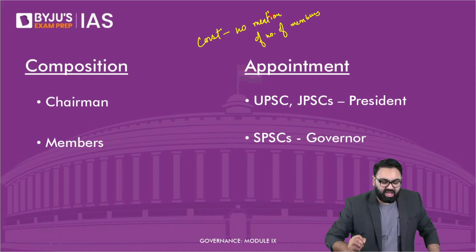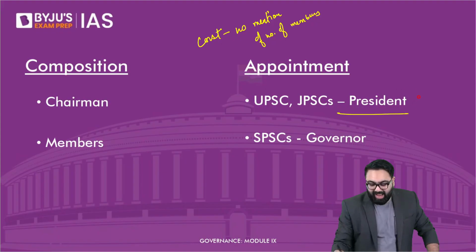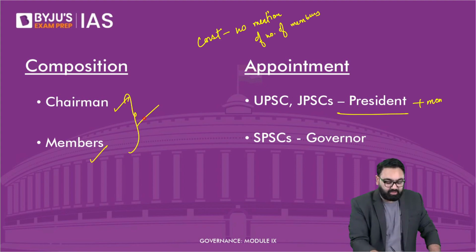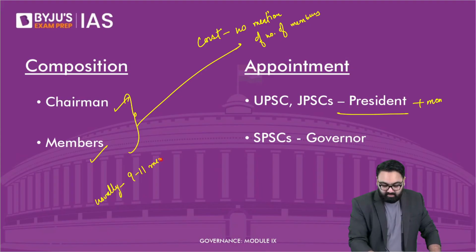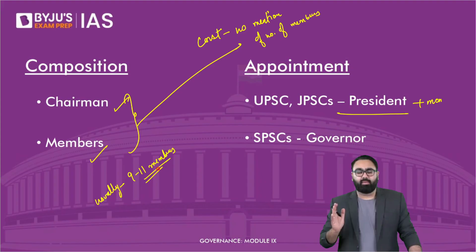The Constitution does not say how many members there will be. It just says there will be a chairman and members. How many members? Not mentioned. Usually, there are 9 to 11 members, but again, there is no mention of how many members there will be.